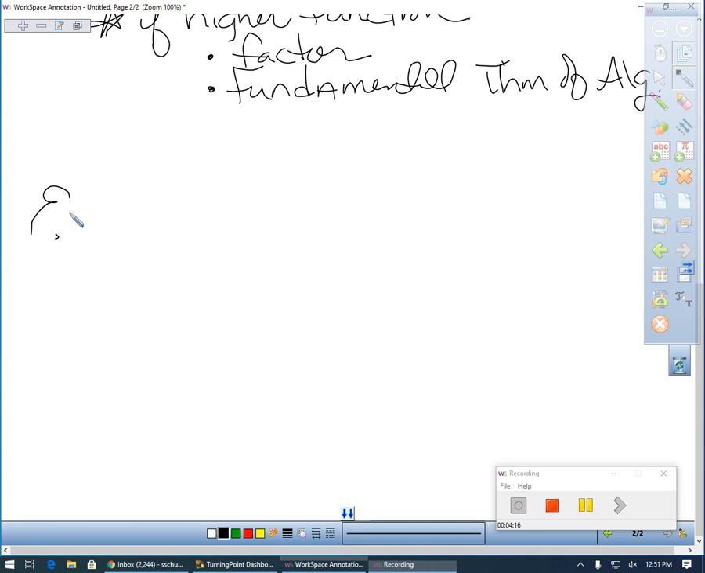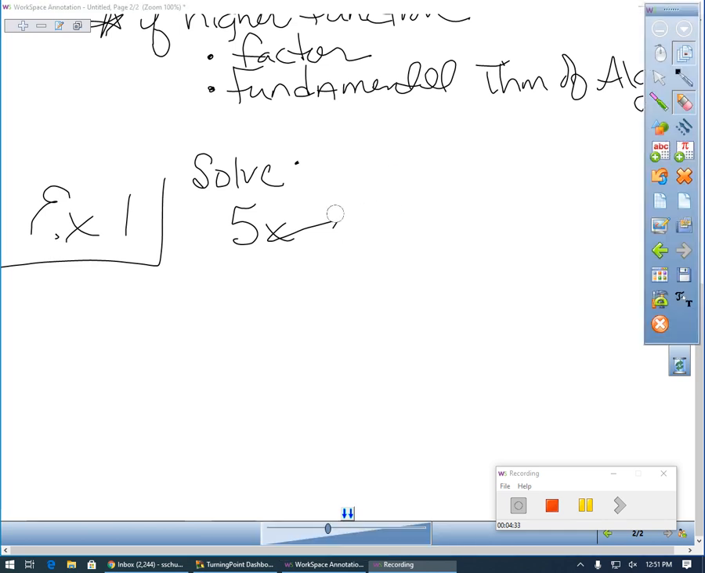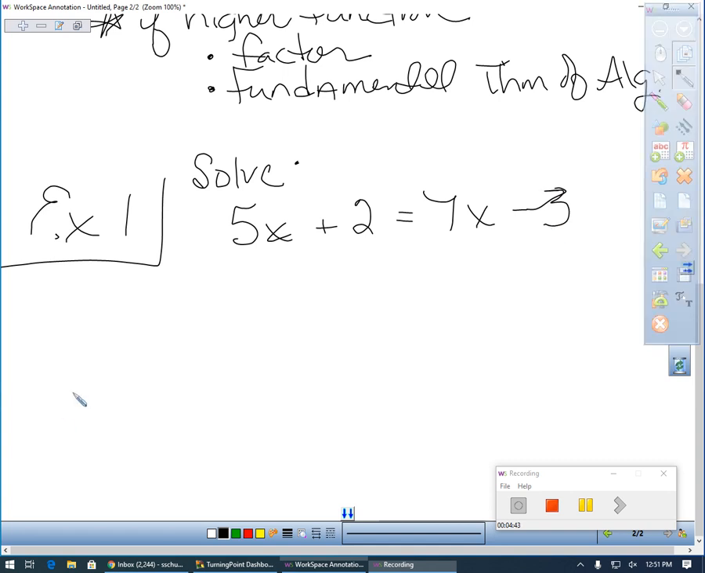Example number 1. Let's start off with something super easy. So I just want you to solve, and I'm only going to write solve once through my examples here. So let's say I have 5x plus 2 equals 7x minus 3. So this is x to the 1st power, so this is linear, right? If it's linear, all you have to do is get x by itself. We know how to do that, don't we?